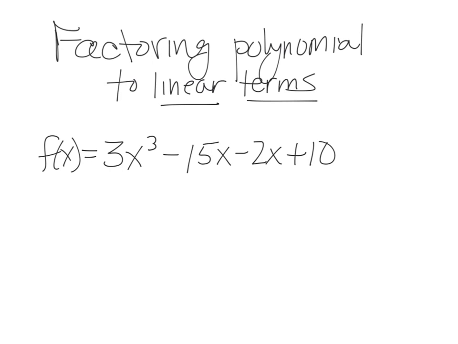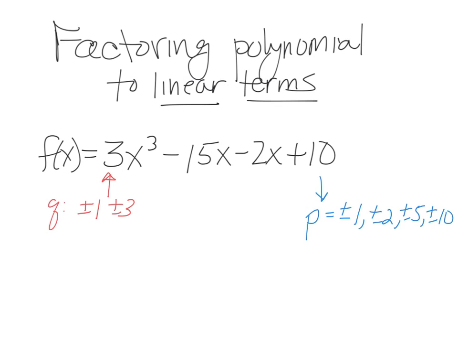And so what we talked about in class is that we're going to look at all of the factors of our last term. So the factors, those would be what we call p. So p could be plus or minus 1, plus or minus 2, plus or minus 5, and plus or minus 10. And then we look at all of the factors of our leading coefficient, and that could be plus or minus 1 and plus or minus 3. And those would be what we call q. So the possible rational roots for this function are going to be all of the choices that are p over q. So you can see that there are a lot.